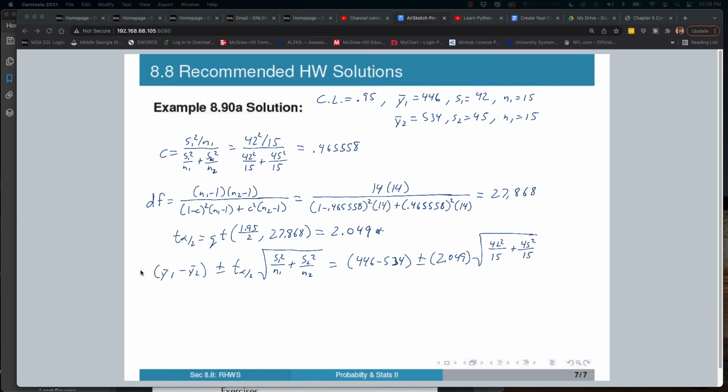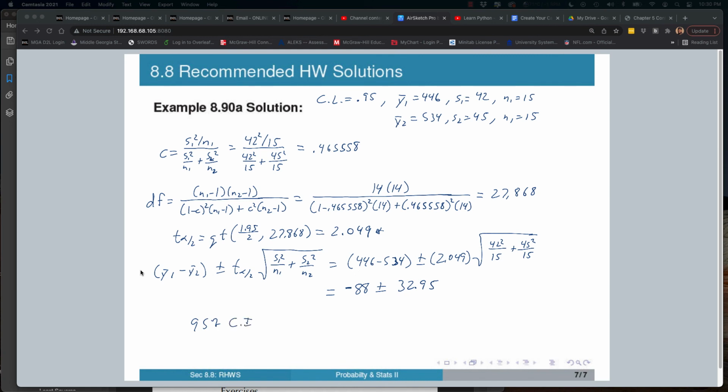I recommend double checking your calculations when you do these, whether you're going to use a calculator to do them, that's perfectly fine. I wouldn't expect anybody to do these by hand fully out, but double check your calculations, gang. So we get negative 88 for the difference in our means, plus or minus for the margin of error, the plus or minus part, we're going to get 32.95.